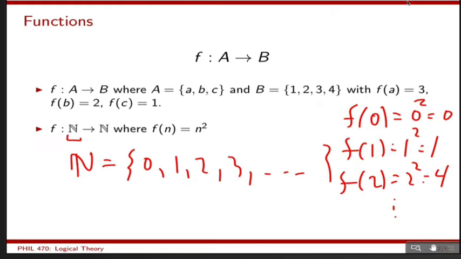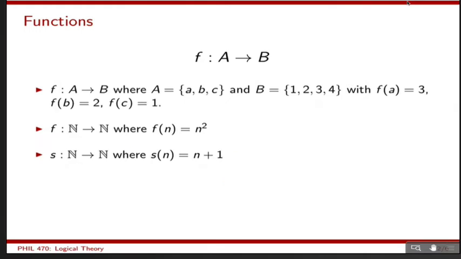The next example is the successor function. So this also maps natural numbers to natural numbers. And all it does is it sends every natural number to its successor, to the next element in the sequence. So s of 0 is equal to 1, s of 1 is equal to 2, and so on.